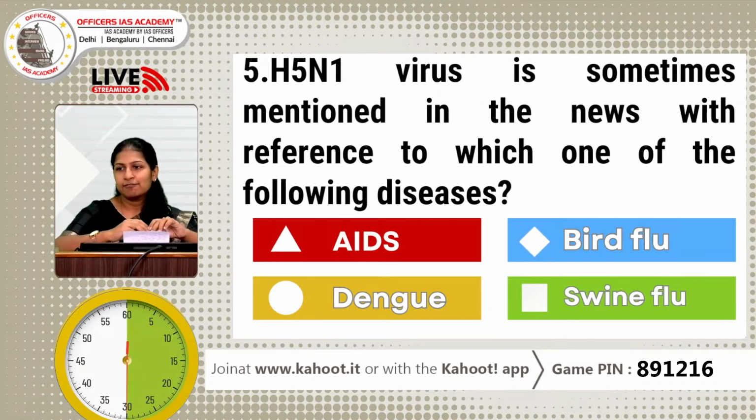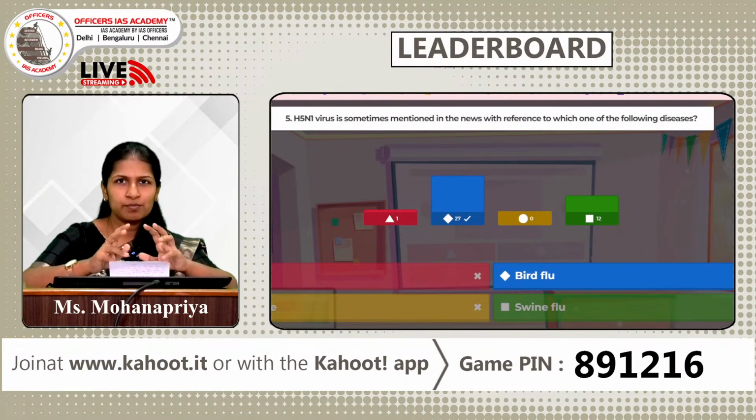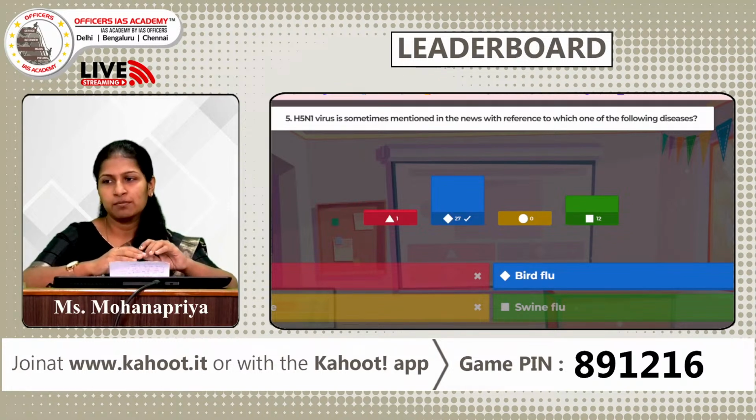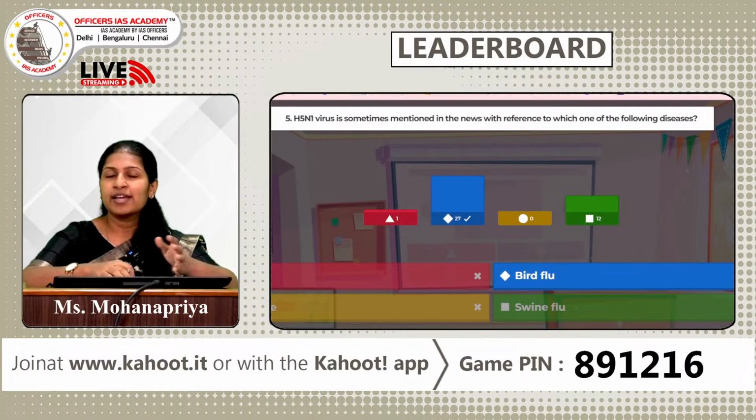So here we have the answers. We have 27 students who have given the right answer, good job, and 12 people have taken swine flu as the option. I think you might have got a little confused between swine flu and bird flu. H5N1 is an avian influenza virus. It is a type of avian influenza virus, and it is predominantly associated with bird flu. Mostly, the H5N1 virus does not spread from birds to other animals or human beings. But in rare situations, it might happen. Generally, it does not spread, so it mostly spreads among birds.